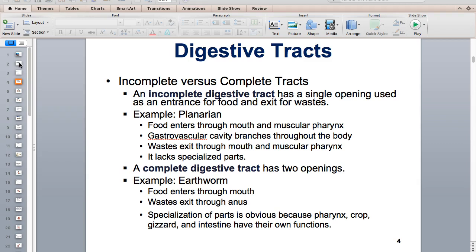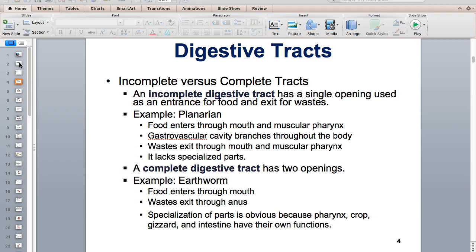Now, in contrast to that, a complete digestive tract has two openings, right? Our simple example of that is an earthworm, okay? And again, you did this dissection in lab. Food will enter through the mouth, and waste will exit through the anus, so it's not one single opening like planaria, you have two openings. And there's also a specialization of parts that you see.